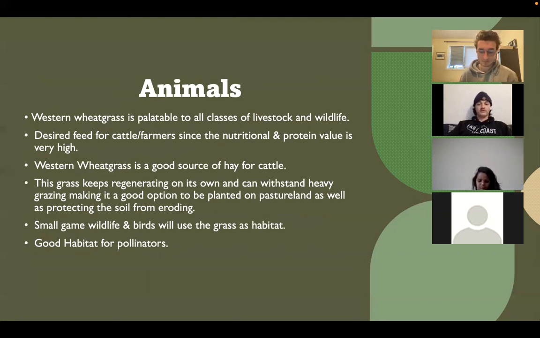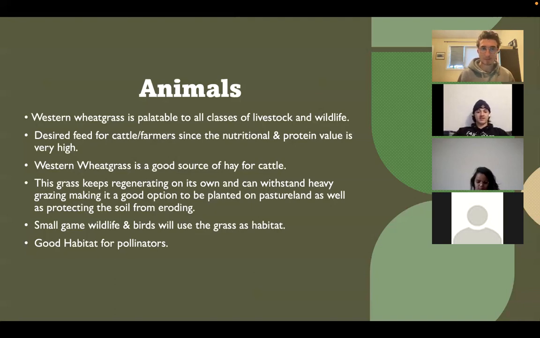The wildlife depends on this grass over the winter to keep their energy level as well as their nutritional value up. This grass is a desired feed for cattle and farmers in the spring since it's very high in protein and nutrition value. Western wheatgrass is a very good source of hay for the cattle. Being a perennial crop, it can regenerate on its own once it's been planted. Therefore, this grass has been seen mostly on pasture land as it can withstand heavy grazing, which can also help prevent soil erosion.